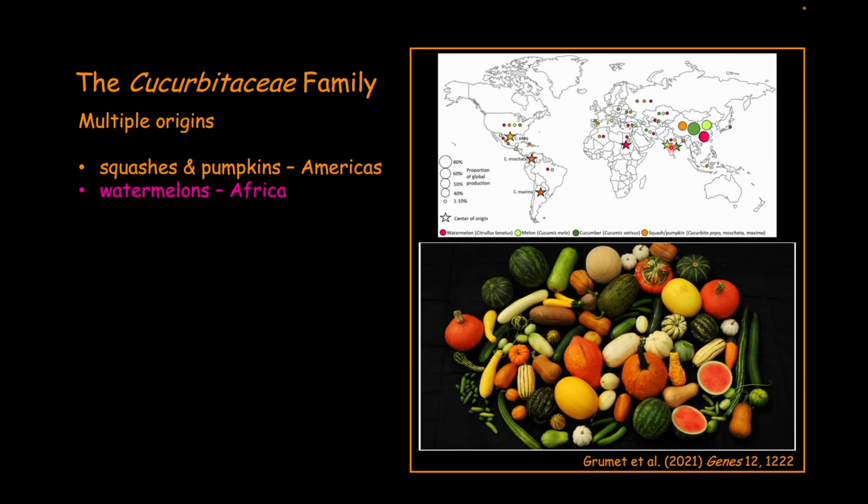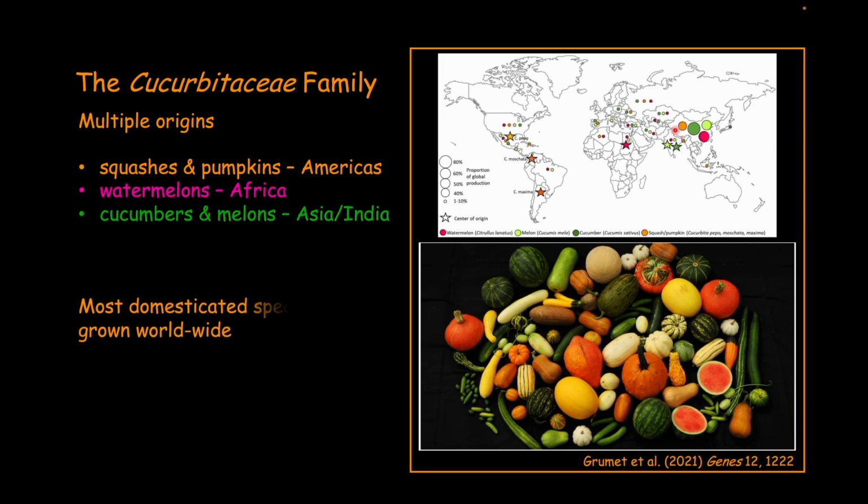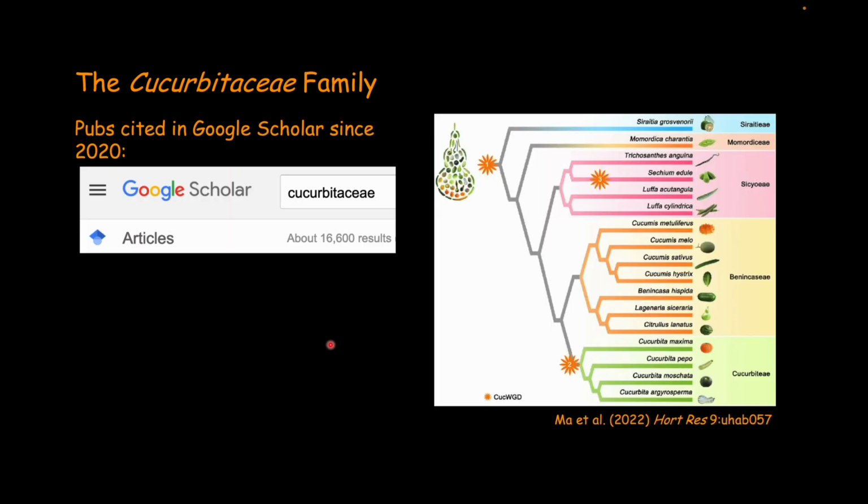The watermelons arose in Africa. The cucumbers and the other melons arose in Asia and India proper. Most domesticated species are now grown worldwide. So all these dots show major places of growth of these different species for edible purposes and other purposes. Just a little bit about how important this family might be.